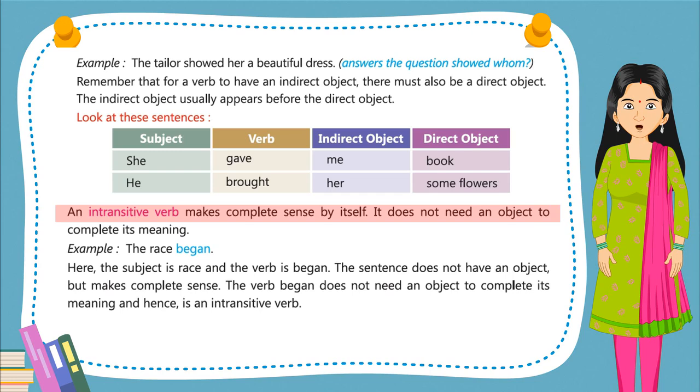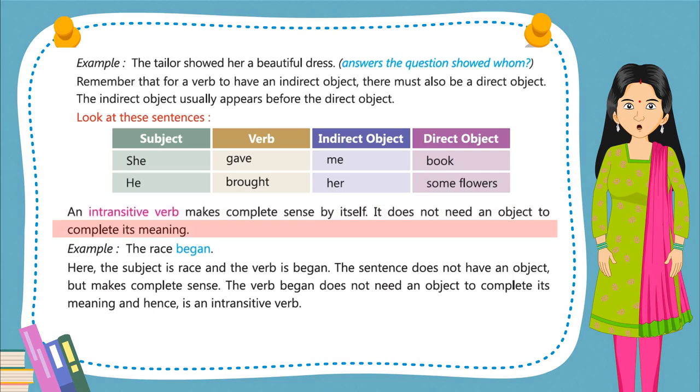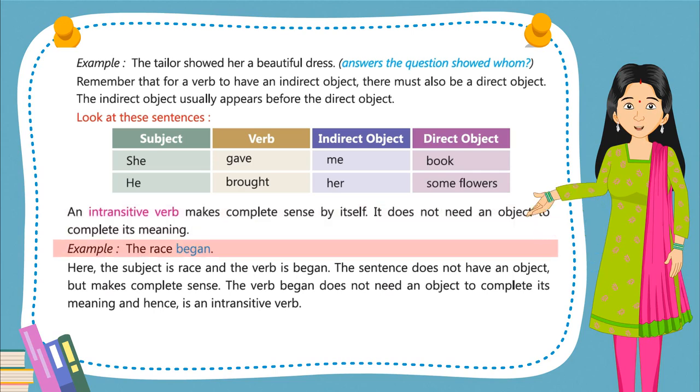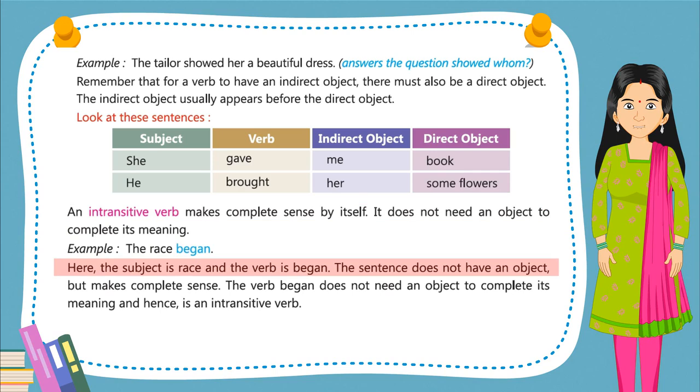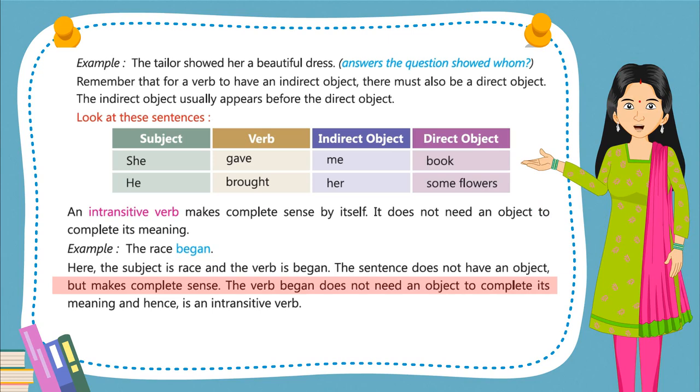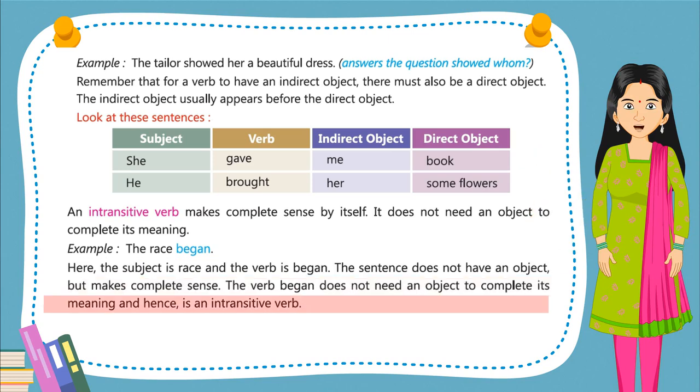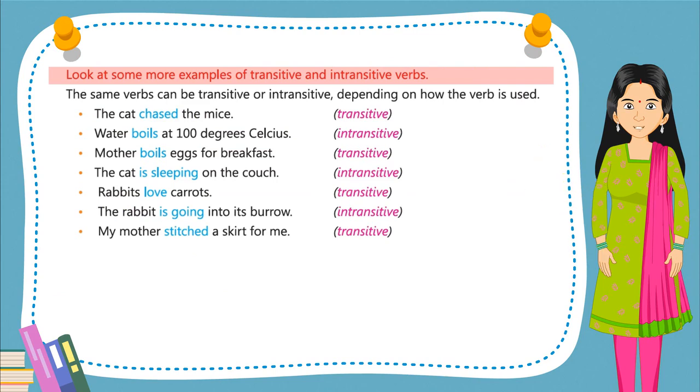An intransitive verb makes complete sense by itself. It does not need an object to complete its meaning. Example, the race began. Here, the subject is race and the verb is began. The sentence does not have an object, but makes complete sense. The verb began does not need an object to complete its meaning and hence is an intransitive verb. Look at some more examples of transitive and intransitive verbs.